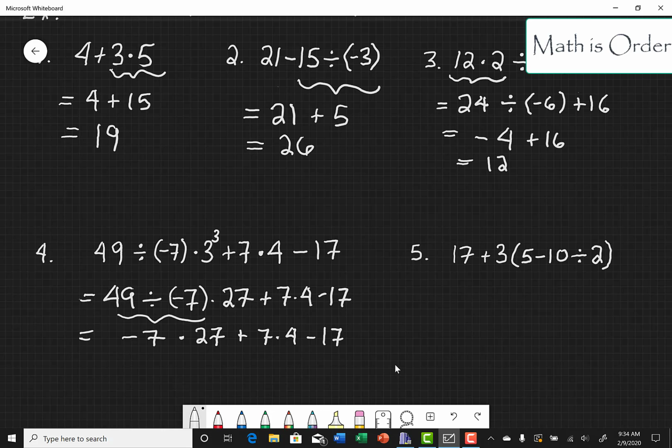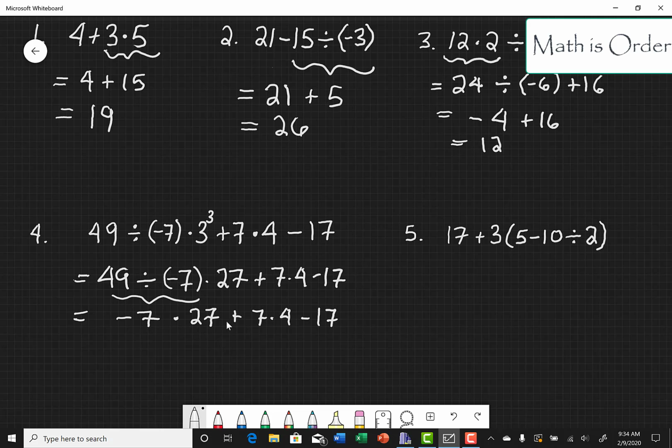All right. And again, multiplication and another multiplication. So we need to proceed from left to right. -7 times 27 would be the next thing to carry out. And that is going to give us a -189 plus 7 times 4 minus 17.